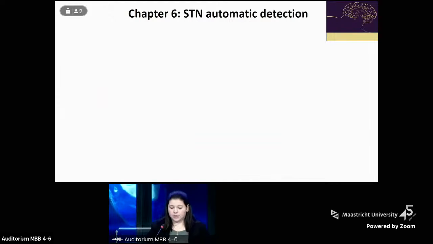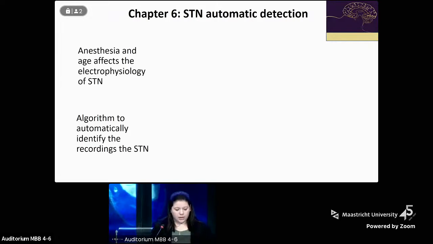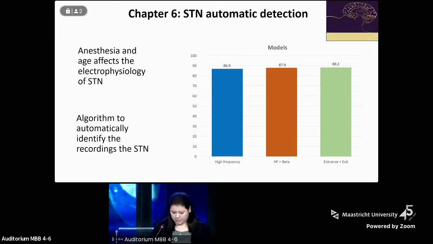Finally, in the last chapter, because in the previous study we showed that both age and anesthesia have an effect on the signal, we wanted to see if this effect was affecting the clinical side. We wanted to see if there is an effect of that in the identification of the STN. So we first started by creating an algorithm that will automatically identify the recordings in the STN.